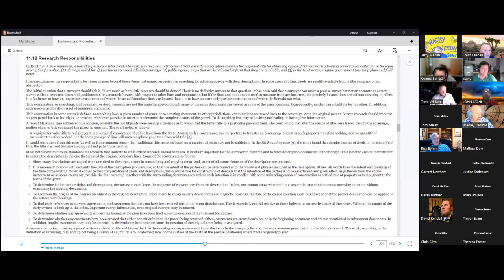Okay. So getting back to this pre-crew, pre-going out there, all these documents. This book talks about research responsibility. Principle 8 said, as a minimum, a boundary surveyor who decides to make a survey or retracement from a written description assumes the responsibility for obtaining copies of necessary adjoining conveyances called for in the legal description furnished, all maps called for, pertinent recorded adjoining surveys, public agency maps that are kept in such a form that they are available, and in the GLO states the original government township plats and field notes.